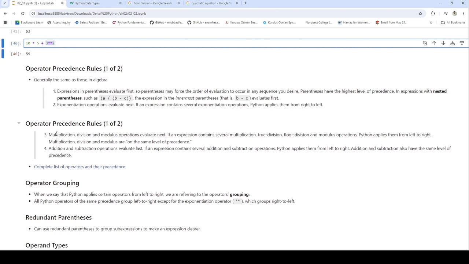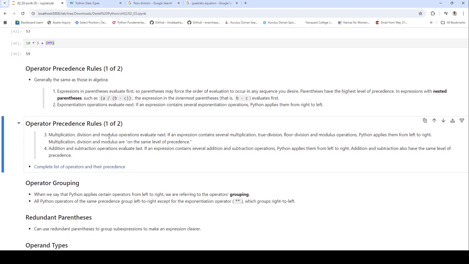And then it's followed by multiplication, division, and modulo operations, which evaluate next. And at the very end, addition and subtraction operations evaluate.